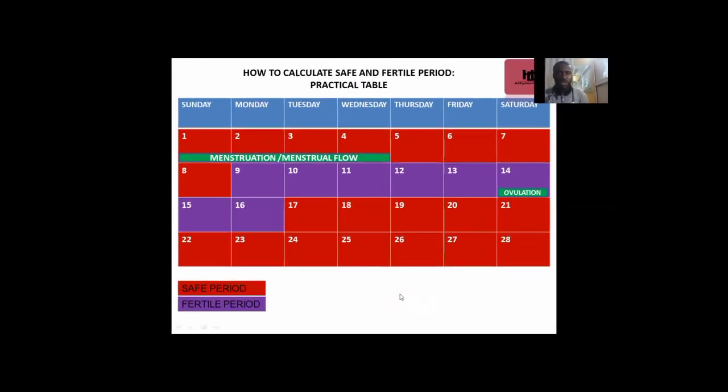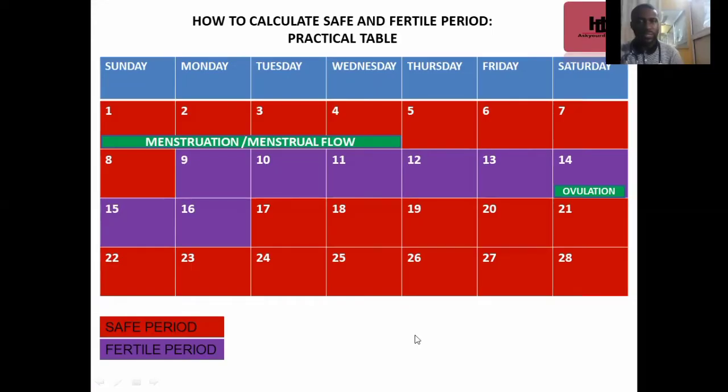Hi guys. So we are on the interface for the practical session. Like I told you, I'm going to show you how to calculate your safe period and fertile period. And this is the practical table. I want you to note 3 things here. One, we are going to use as an example for this video a female that has a menstrual cycle of 28 days. Females do have different cycles.